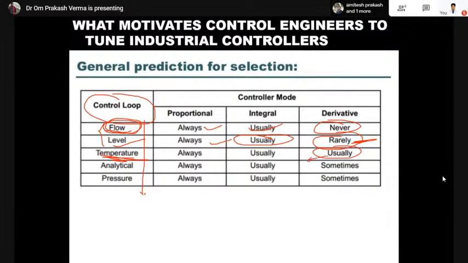For the temperature, you have to control the parameters very quickly. For that purpose, proportional control is always used, integral control is usually used, and derivative control is also used. You can see from this table the analytical and the pressure loops.